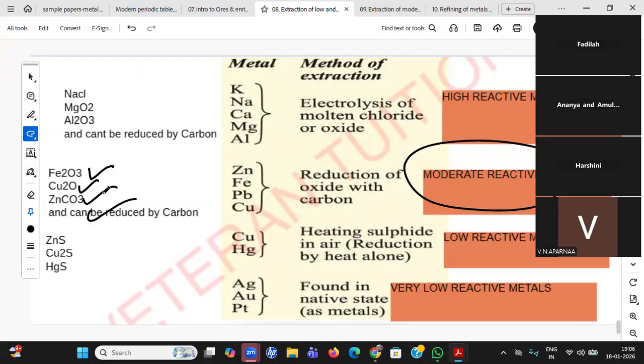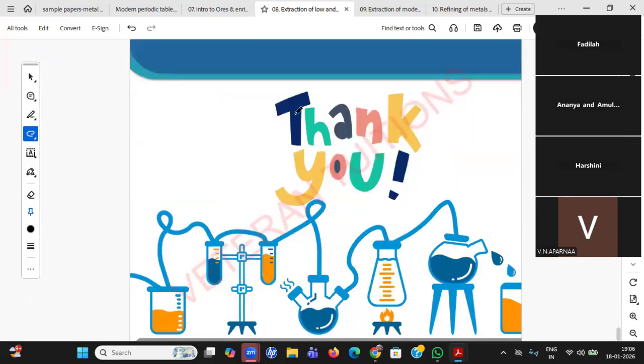Now what are we left with? We are left with high reactive metals. Any doubt still here, students? Any doubt here?